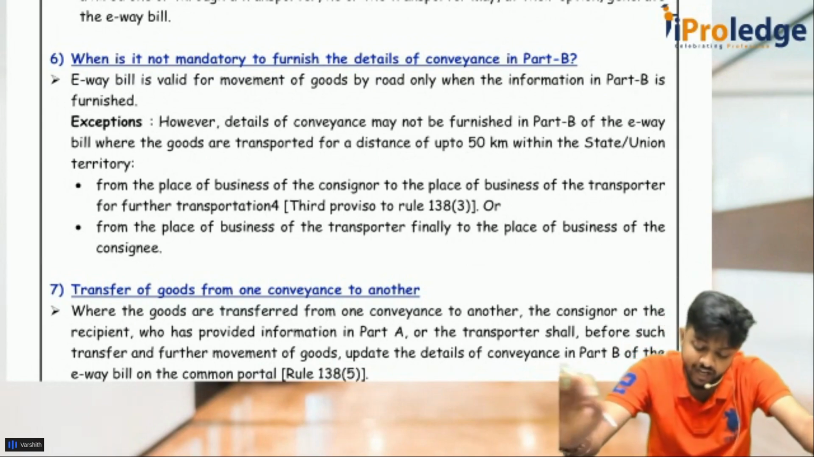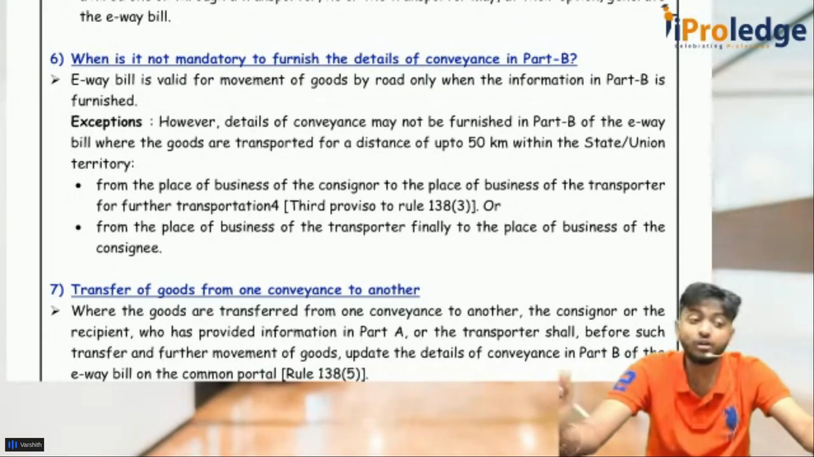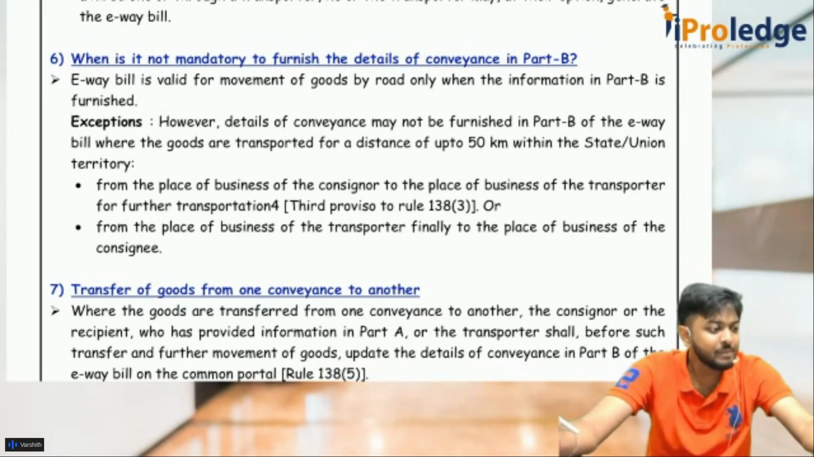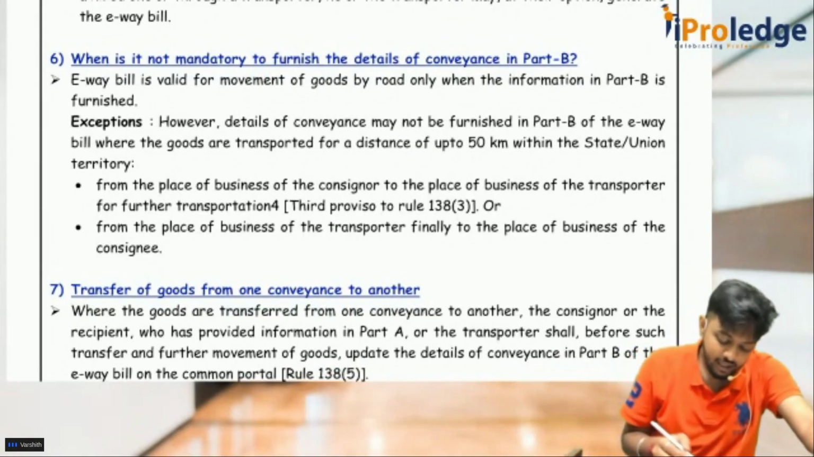When is it not mandatory to furnish the details of conveyance in Part B? In e-way bill, there are two parts: Part A, and transportation details in Part B. So in the following cases, no need to fill Part B. That means if you fill Part A, it is sufficient compliance. It is as good as furnishing e-way bill. Only in these cases. What is that?